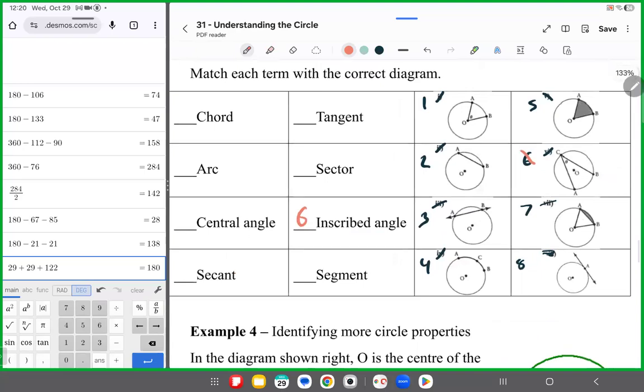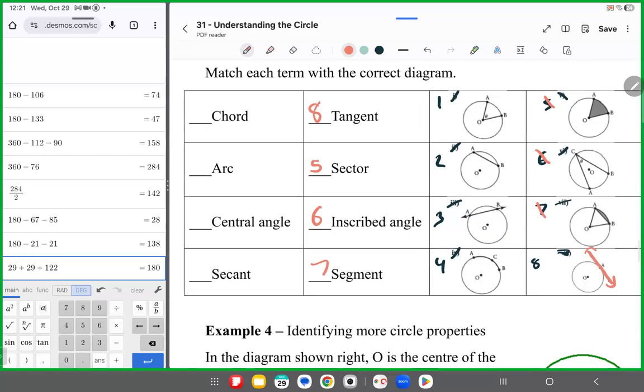Number 5 then, that's definitely a sector, since we can see it's a shaded pie slice. Number 7 was the segment, because if we connected A and B together and then found the area of that segment, that's what that would be. So we'll call that one here. Number 8 looks like a tangent, so it touches one point on the circle. So there it is. The secant looks like this one here, and so we connect the lines as such.